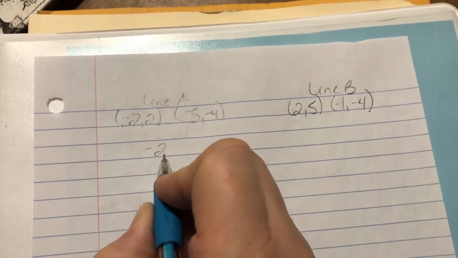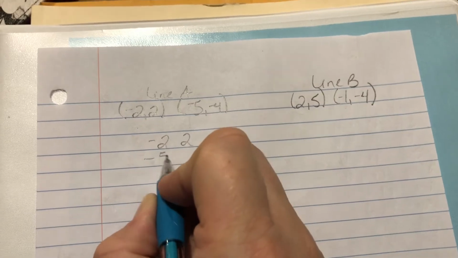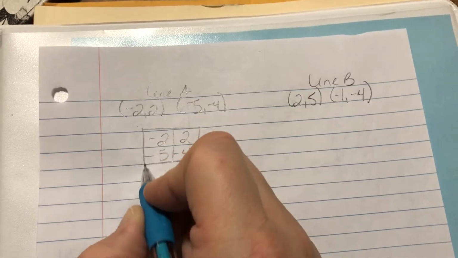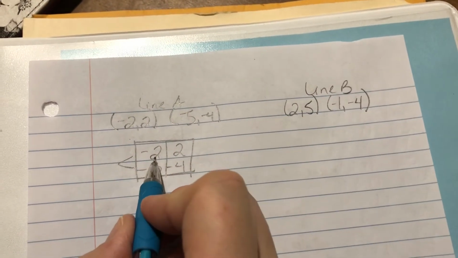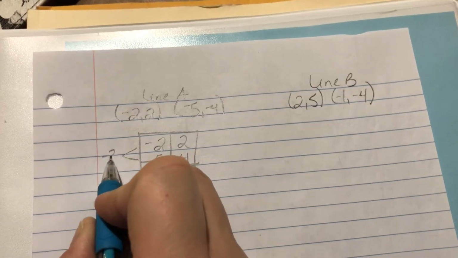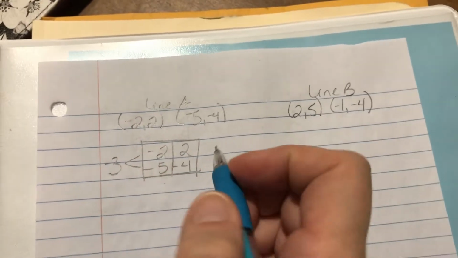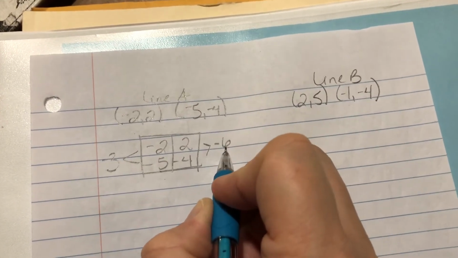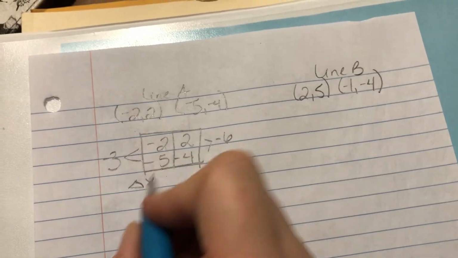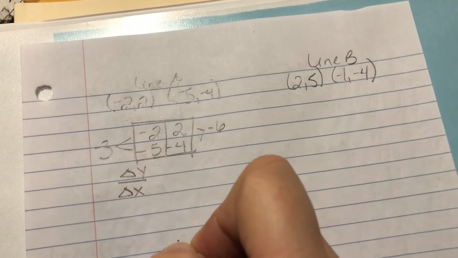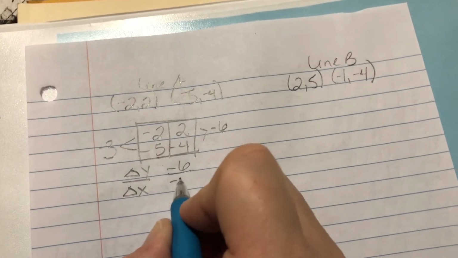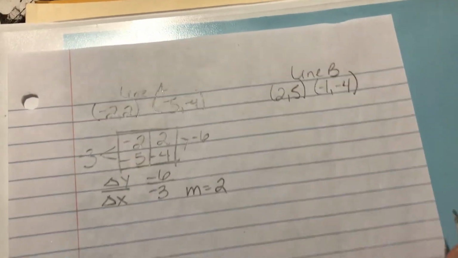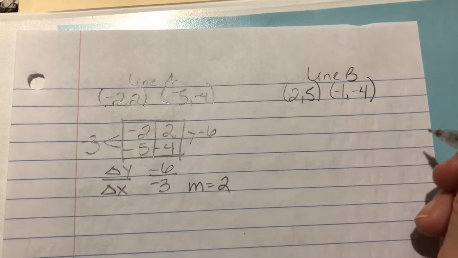I could, of course, use the formula for finding slope. I can also put the data in a table. The change in x from -2 to -5 is a -3. The change in y from 2 to -4 is a -6. I then remember that slope is the change in y over the change in x, so -6 over -3 for a slope of 2.